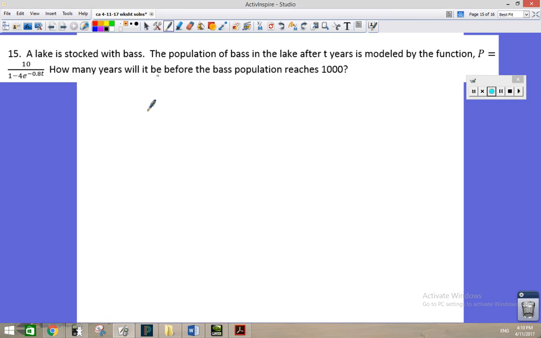All right. So this bass population, P for population, is given through this formula. T is time, and that's what they're wanting. How long? How many years? This P, they're saying, set it equal to 1,000.